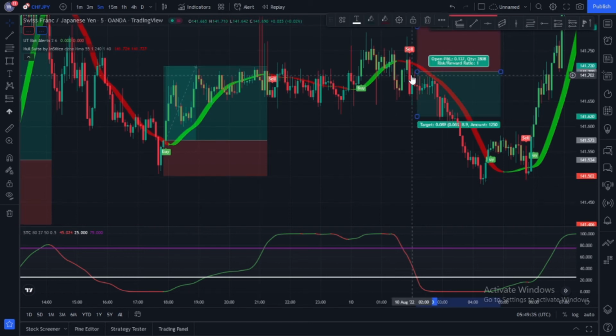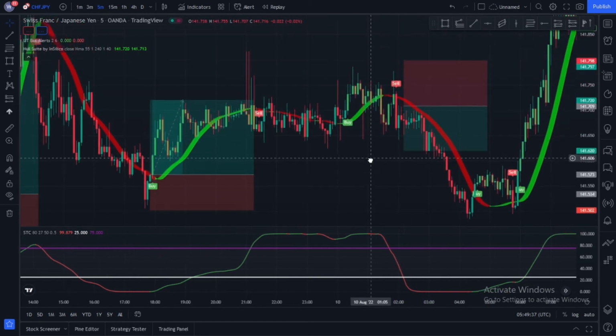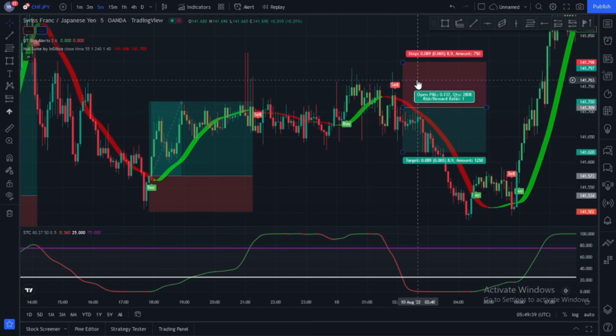Place TP and stop loss for all trades. By following this point, you will perform better than many people.